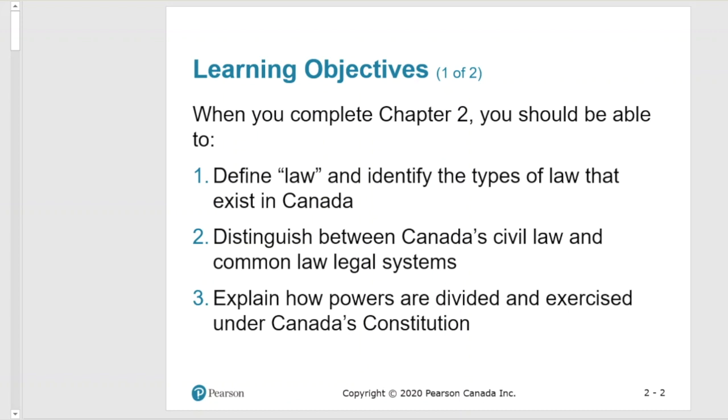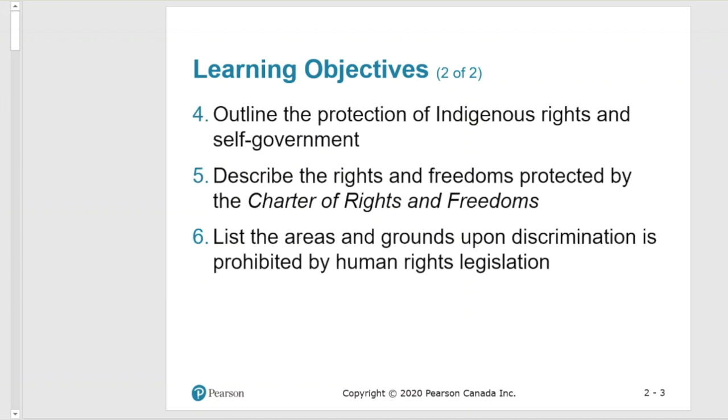Both are present in Canada, so that's why we need to be able to differentiate them. How powers are divided under the Constitution, and we'll also briefly look at Indigenous rights and self-government, and we'll end at looking at rights, human rights, and we'll have to distinguish how our rights are protected when they are infringed or abused upon by either the government or by other individuals. So that's the plan for this lecture.